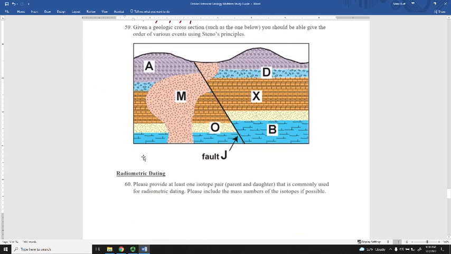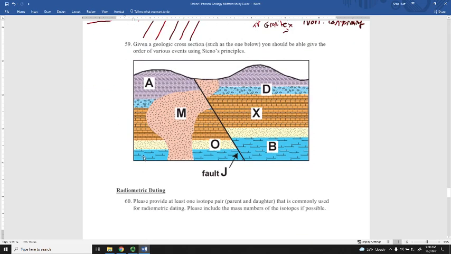All right, now you will have something on the test like this. Okay, it's not going to be this one exactly. It's going to be different, but I'm going to ask you specifically, basically, to put the events in order. Okay, so for example, this one.